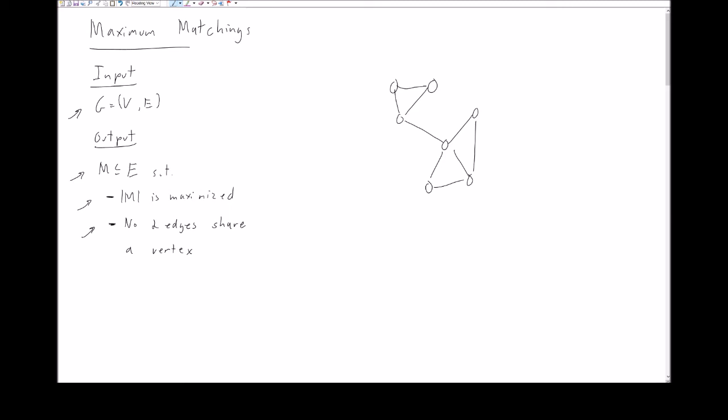Here we have a particular instance, a particular graph, and we can find a matching inside of this graph. We'll make the matching edges in blue. Here we see that when we have the matching, these blue edges, no two edges share the same vertex. And we can actually show that the matching that we just put in blue is a maximum matching. If we were to add any edge to this matching, then two edges would share the same vertex.